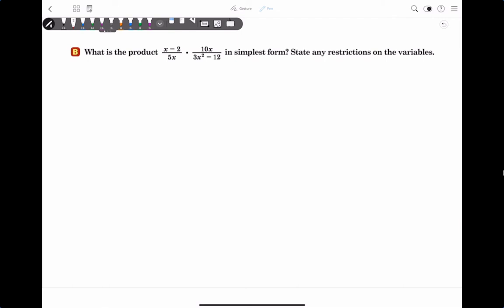We want to know what is the product in simplest form and then state restrictions. Okay, so the product, remember, we're trying to see, are there places where something can reduce or cancel? So the first one is x minus 2 over 5x. And then the next part we have is a 10x, not just a 10.